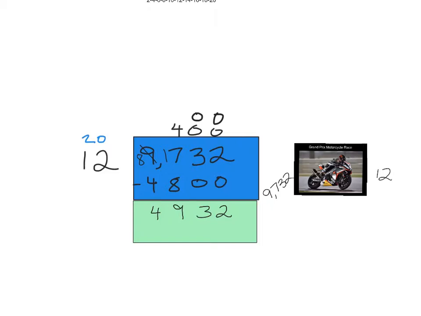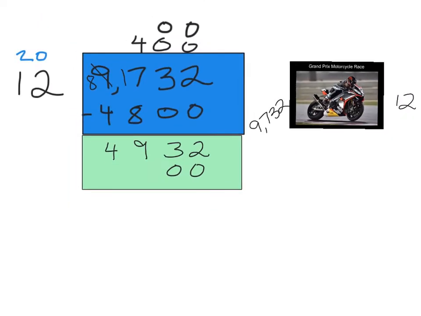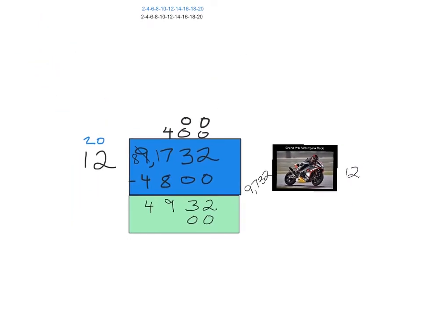And then 0 times 12 is going to give me a 0 here, and 0 times 12 is going to give me another 0 here. I'm going to just make this a little bigger so it's easier to write these zeros in here. And now, as you see, I'm ready to rock and roll.